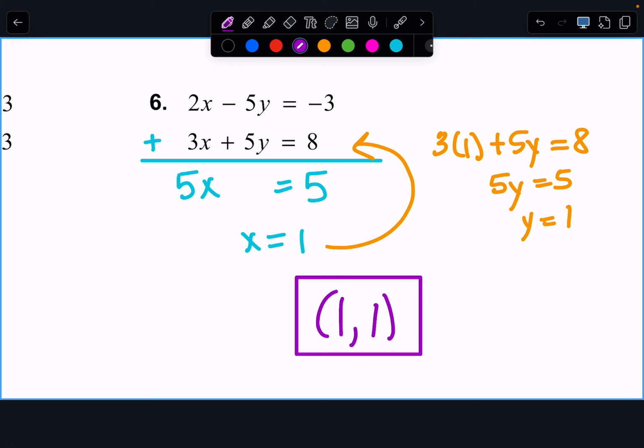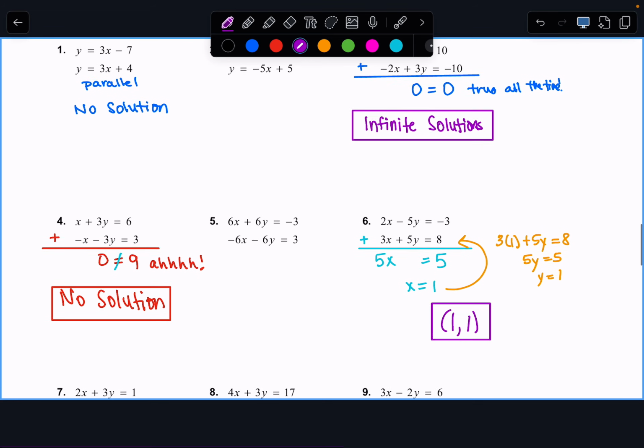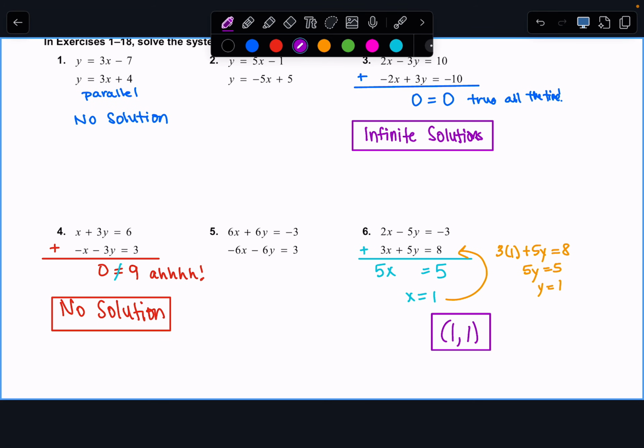Okay, so let's recap this here. Essentially, kind of like when we were solving just one equation, if your x's and y's cancel out and you get a number equals a number, like 0 equals 0, or maybe with substitution you get 5 equals 5, 17 equals 17, if they're the same number, we have infinite solutions. If they're not the same number, no solution.